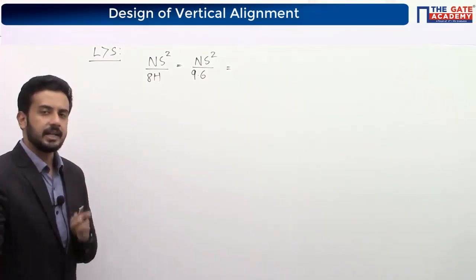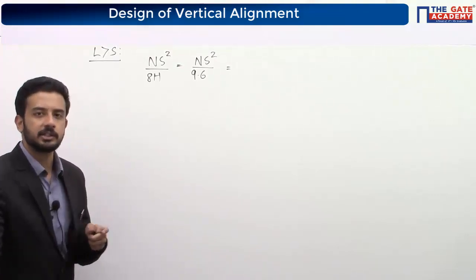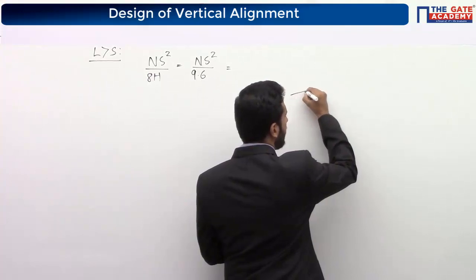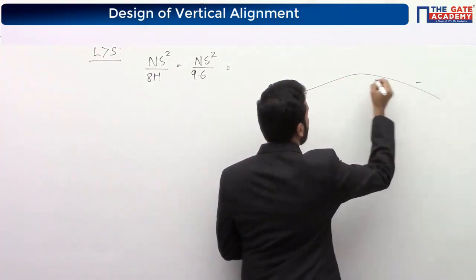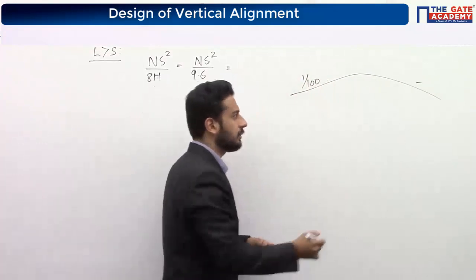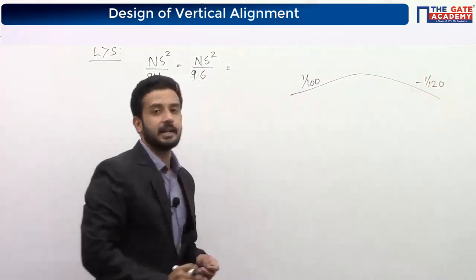See, here they didn't tell that it's a summit curve. But still, why are you taking the summit curve equation? Because they told that it is a 1 by 100 meeting a minus 1 by 120. What do you mean by minus? That minus indicates that it's a downward gradient.